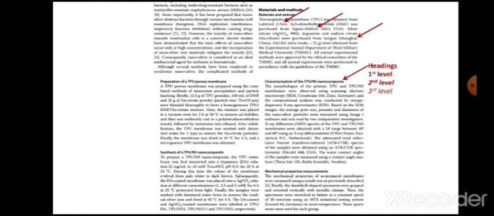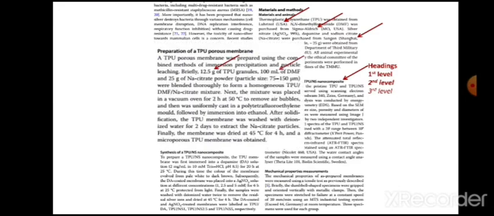So as I said, these headings can be written in first level. These headings are all first level headings. A sub part of that is called a second level heading. A sub part of a sub part is called a third level heading. So these types of levels of headings are also possible.